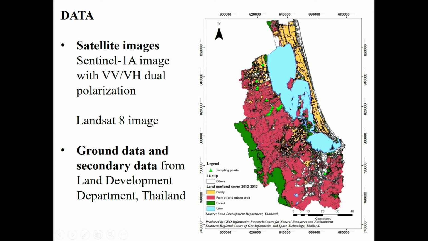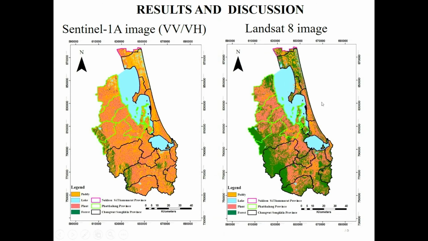I selected depending on what I think is most important in this study area, which has oil palm, rubber tree, forest, paddy, or shrimp farm, to classify. And then you see we get the results. I want to test which satellite image is better to classify land use and land cover activities around Songkhla Lake. I compare them together.